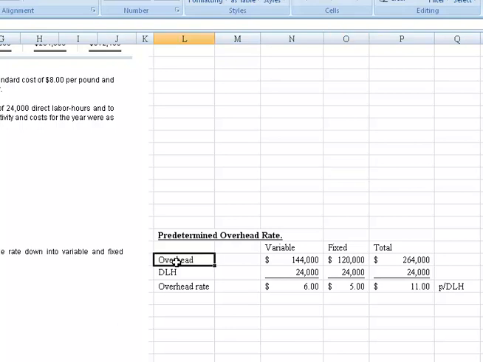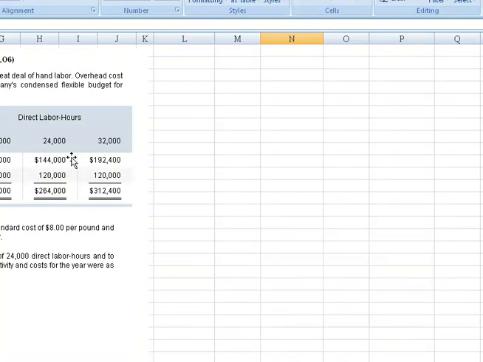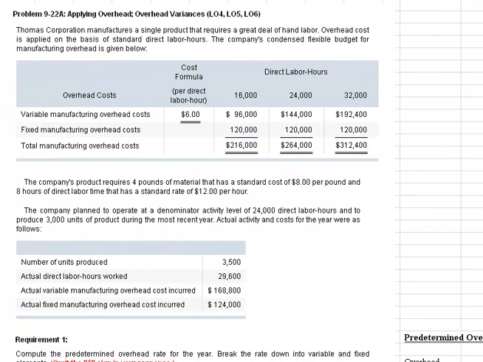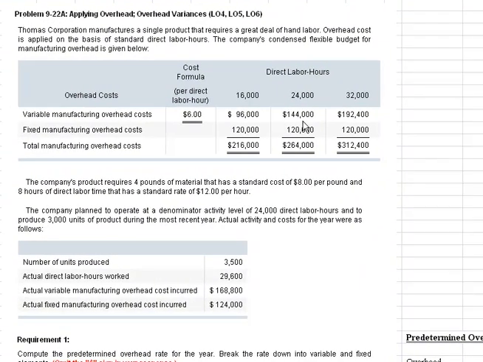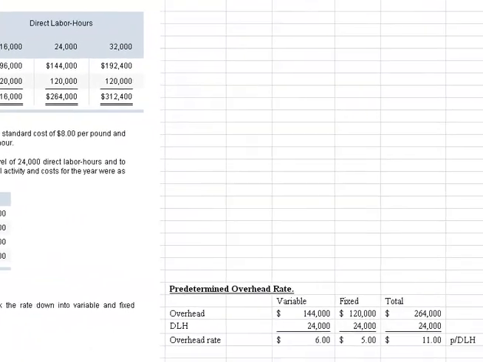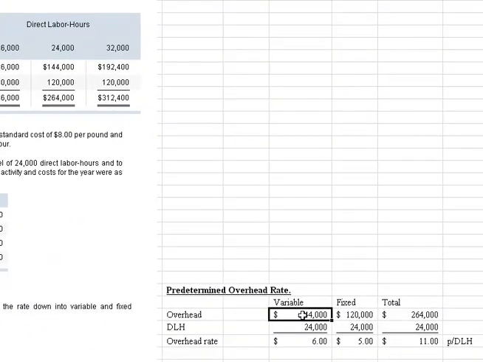So we drop in the overhead and the direct labor hours, and they gave us 144,000 as the overhead cost. Now let me slide up and show you where that came from. That's right here. There's the 144,000 of variable manufacturing overhead costs at that flexible budget level of 24,000 units. So I'll slide just over enough so we can see the answer at the bottom right. That's where the 144 comes from.